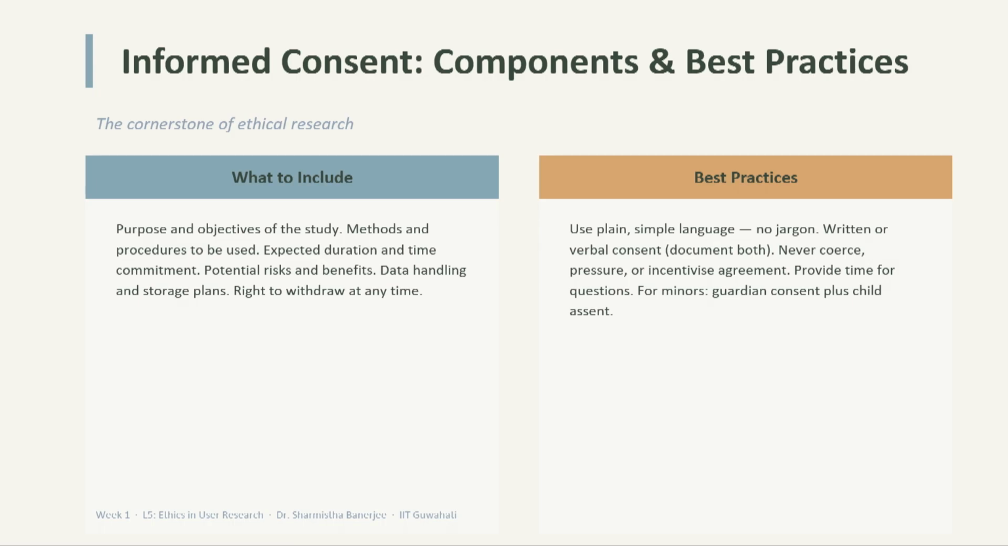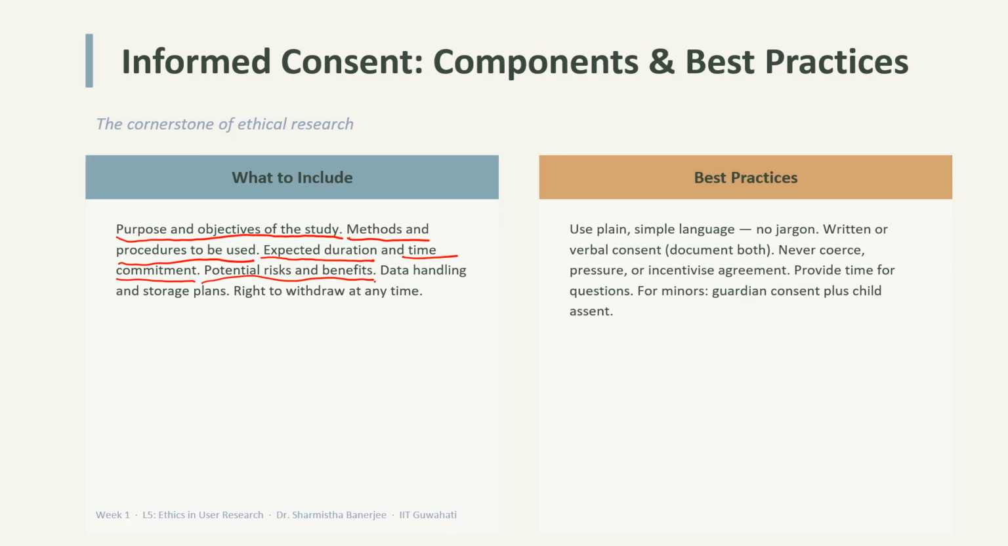So what do I mean by informed consent? What components and best practices should go in when you are trying to take informed consent? You should include, firstly, the purpose and objective of your study. Then you have to include the methods and procedures that you will be using for data collection, data storage, data analysis, and then data reporting. Then you also have to inform them about the expected duration and time commitment that you are expecting from your participant. You should also inform them about potential risks and benefits in case they are there.